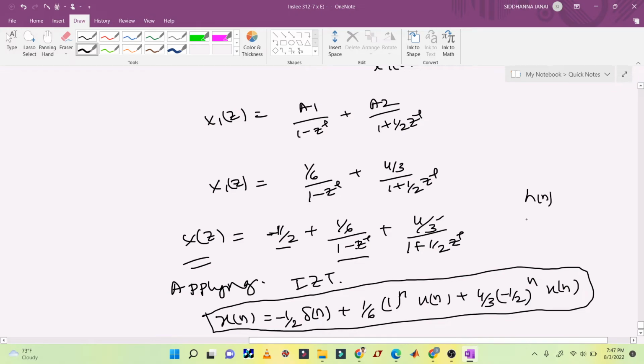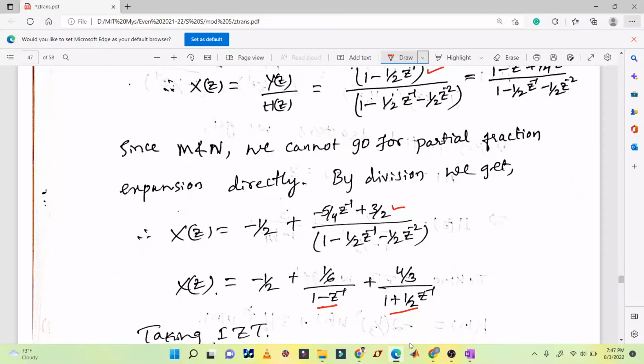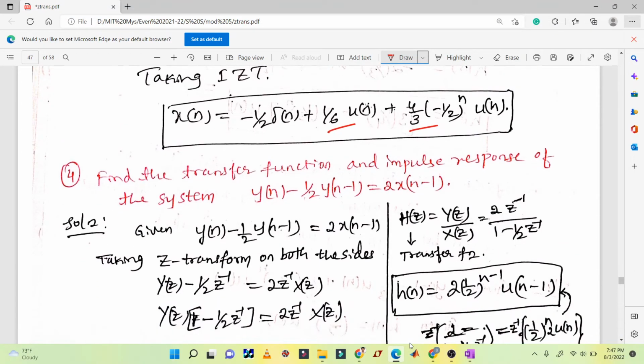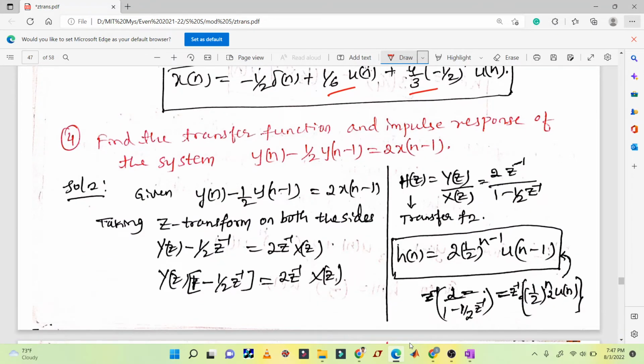In this problem, the output and h of n were given, and x of n was the required thing, so we have found it out. Is that clear? So this is the answer we have got. Correct. Now last problem for today, that is an easier problem here.